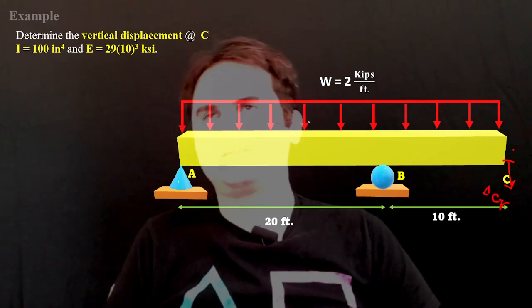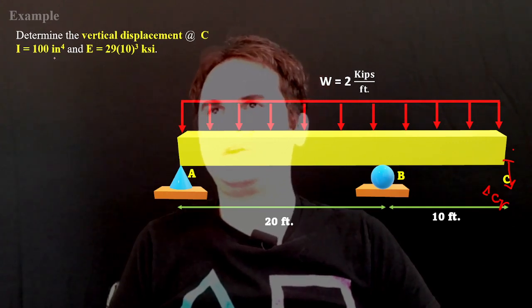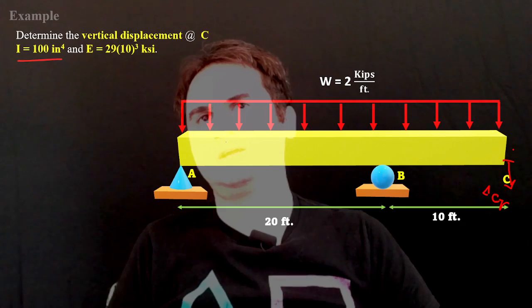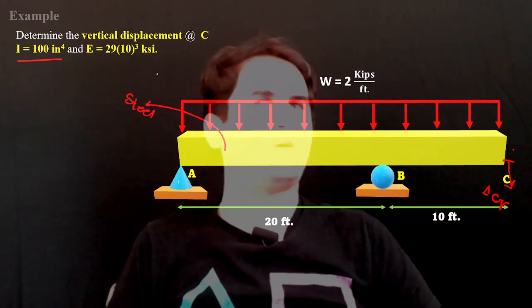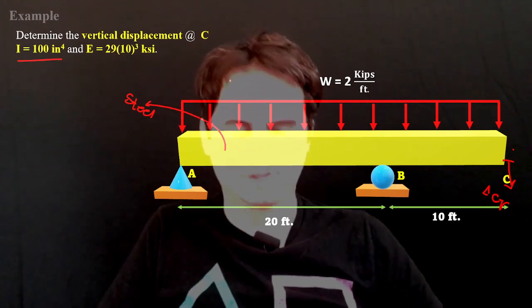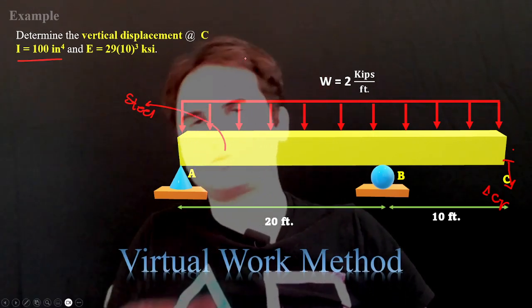we know the moment of inertia I is 100 inches to the fourth, and the modulus of elasticity of steel is 29,000 kips per square inch. So let's attempt our problem with the virtual work method.